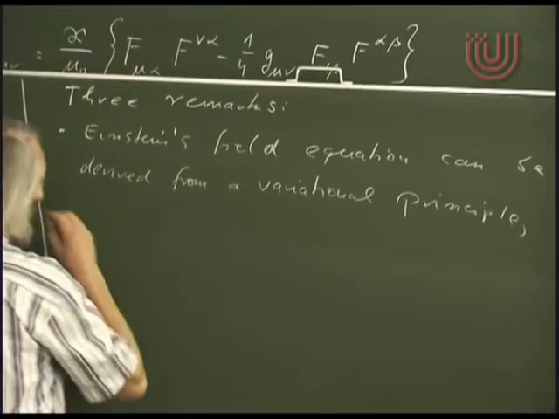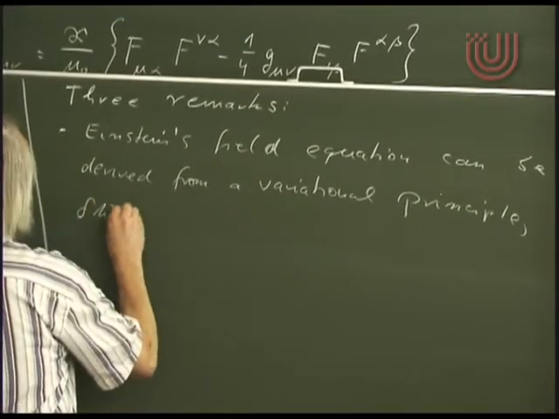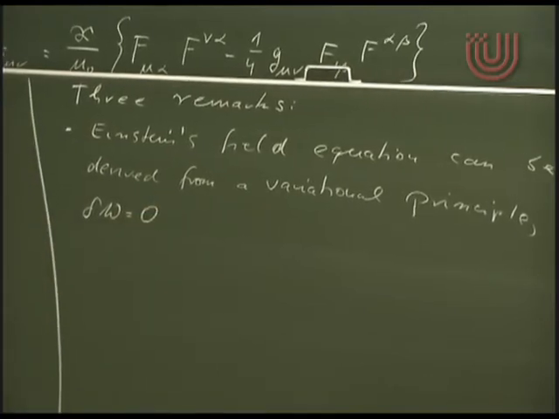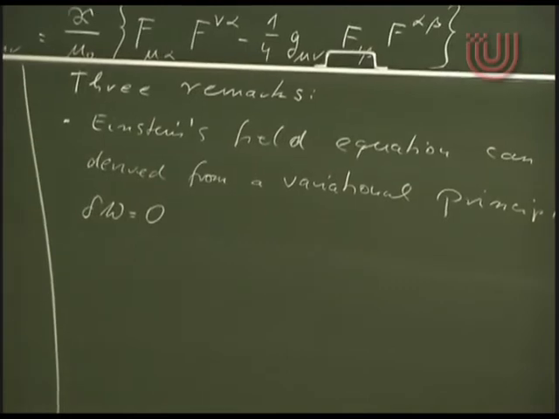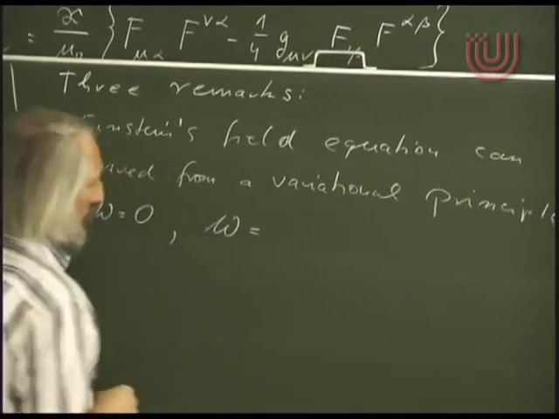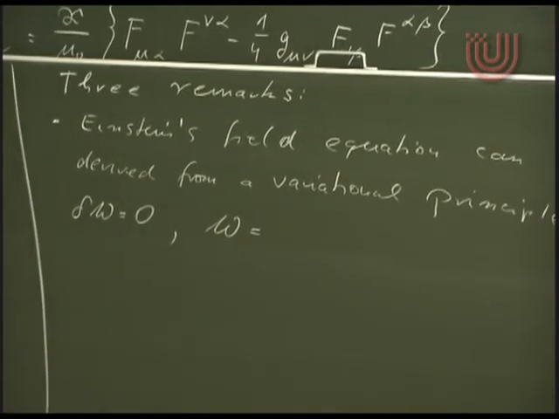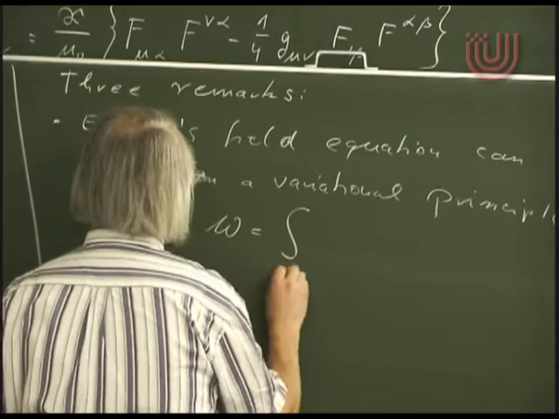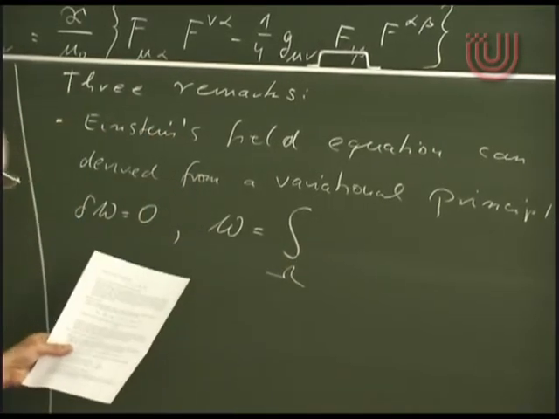And the variational principle is, as usual, symbolically written in this way: the variation of a certain W vanishes. Of course, this doesn't tell you much as long as you don't know what the W is. The W is the so-called Einstein-Hilbert action, the action which gives the field equation as a solution. So this is an integral over a space-time domain omega.